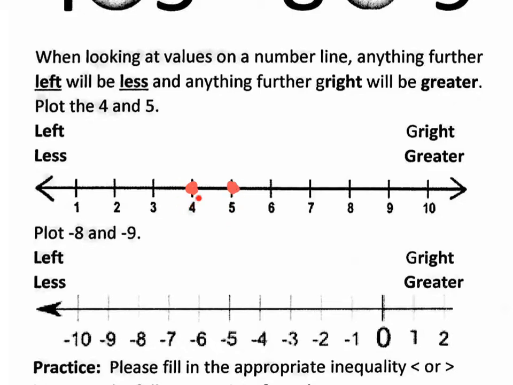Or you could look at it in terms of 4. 4 is on the left side of 5. So 4 is less than 5. Now I know you're thinking, this is ridiculous. I already know that 5 is bigger than 4. Right? But look at the next one.